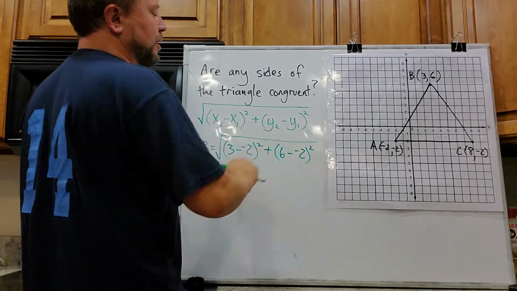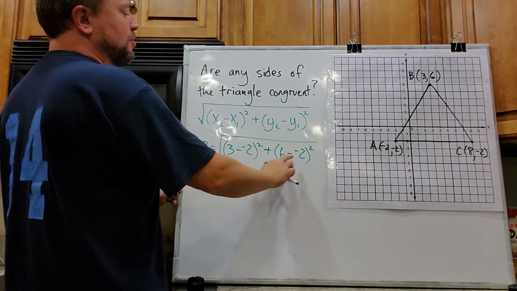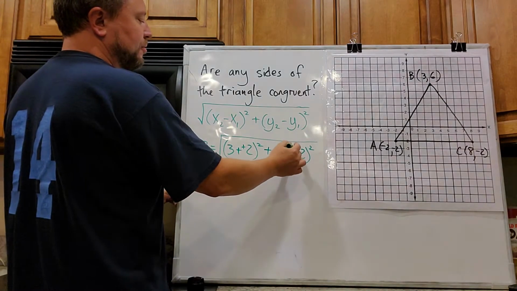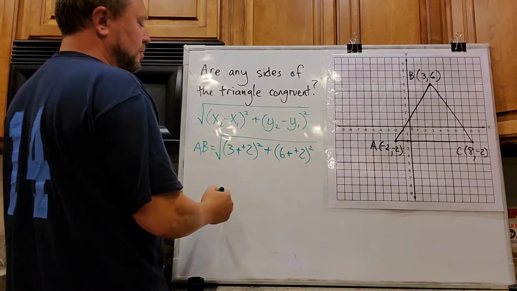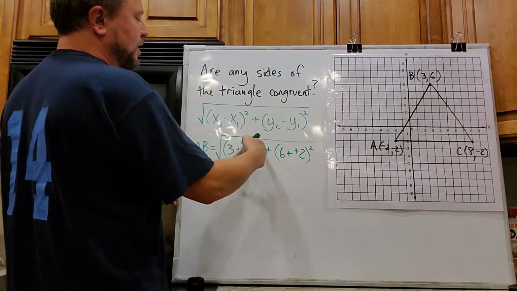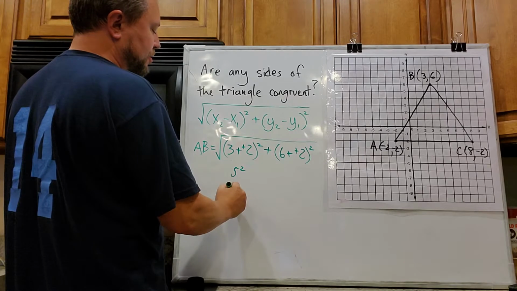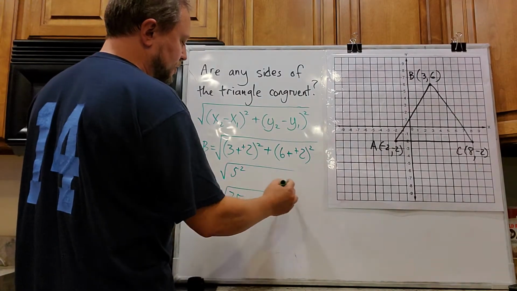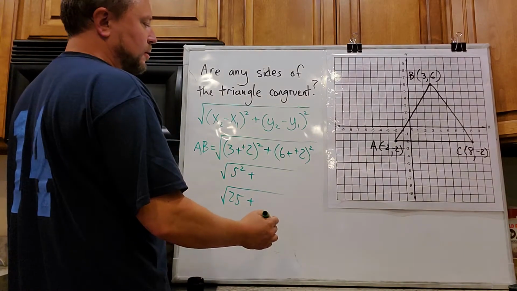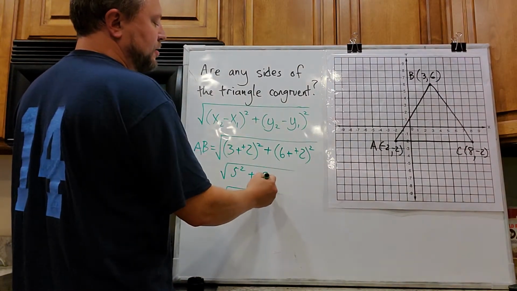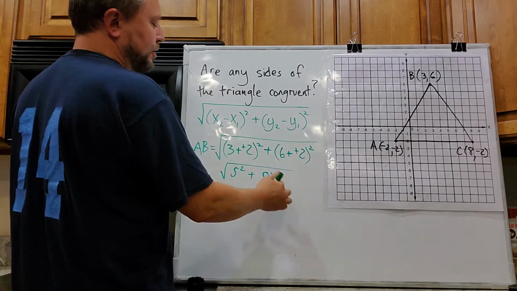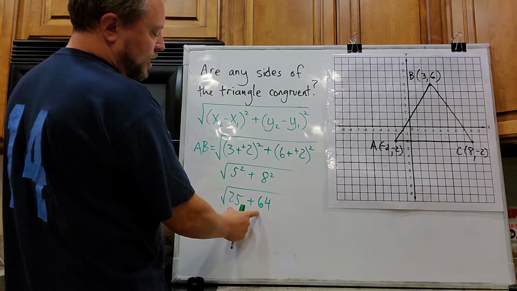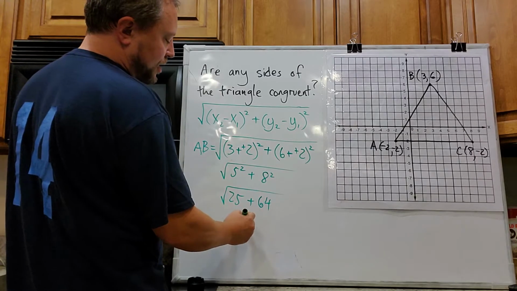Don't forget again to square it. So these both create double negatives that become plus positive. 3 plus 2 is 5. 5 squared is 25. 6 plus 2 is 8. 8 squared is 64. Okay, if you add those together, do you see you get 89?